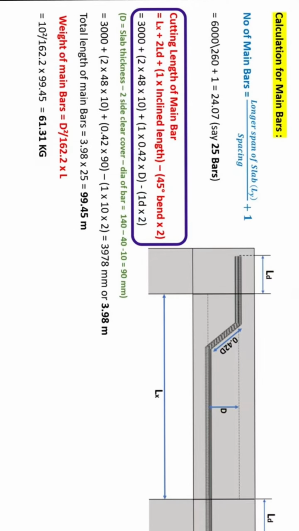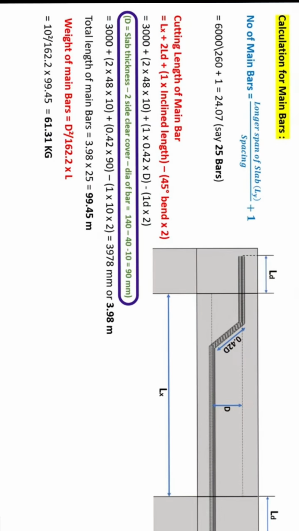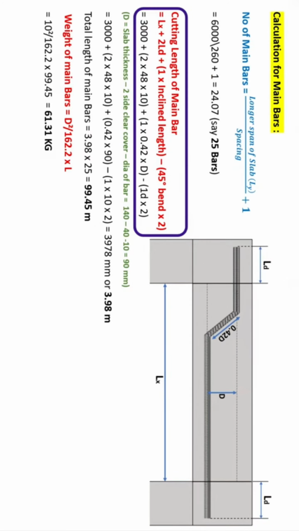The cutting length of main bar is equal to length of shorter span plus twice the development length plus inclined length minus bend deduction. Here length of shorter span is 3000 mm, twice the development length is 2 into 48D, where D is diameter of bar, plus inclined length, that is equal to 0.42 into D. Here D means slab thickness minus 2 side clear cover minus diameter of bar. Slab thickness is 140 mm, 2 side clear cover 40 mm, diameter of bar 10 mm, that is equal to 90 mm. Next, bend deduction.